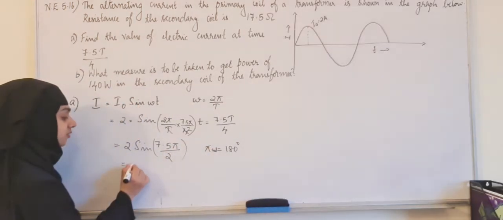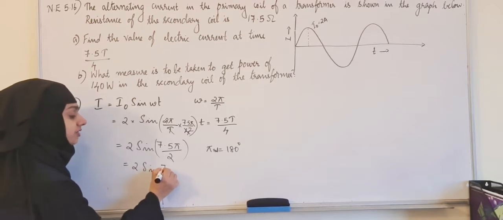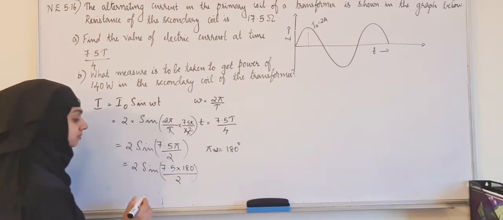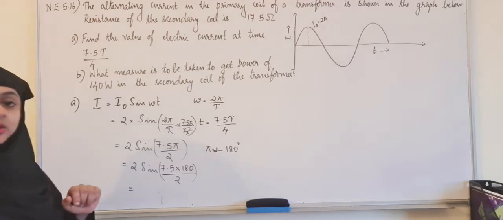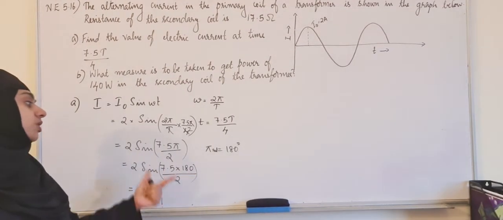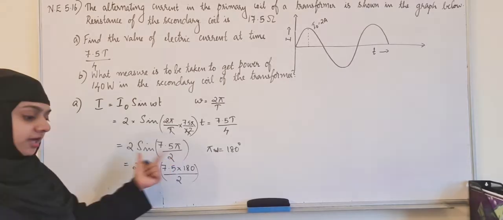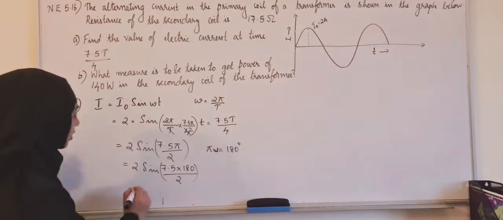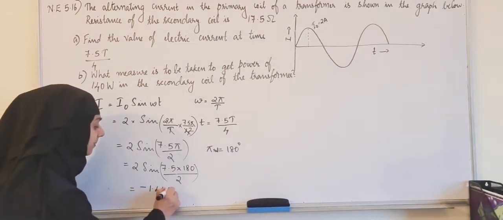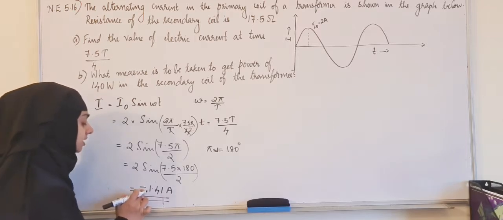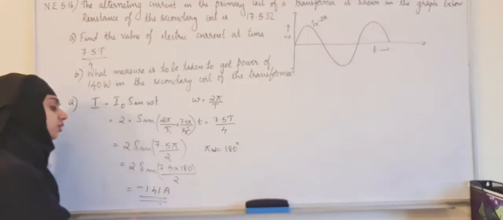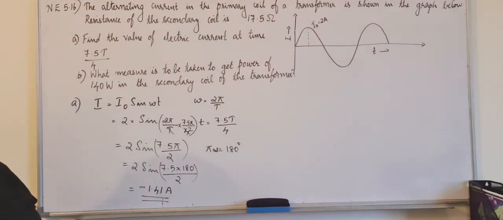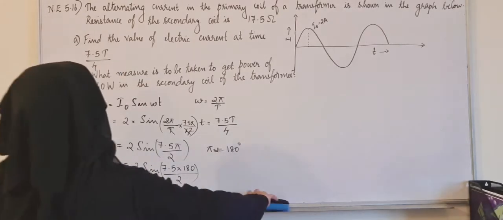Then you will get it as equal to 2 sine 7.5 into 180 divided by 2. So when you use the calculator with degree mode, you can do like this, or if it is in radian mode, you can directly use this and you will get the final answer is equal to minus 1.41 ampere. The minus sign comes because sine of this value turns out to be negative. So this is how to solve A part. I think that is simple. Now let us consider the B part of the question.